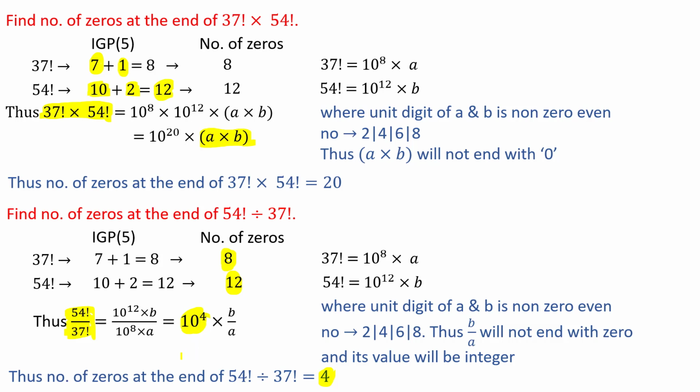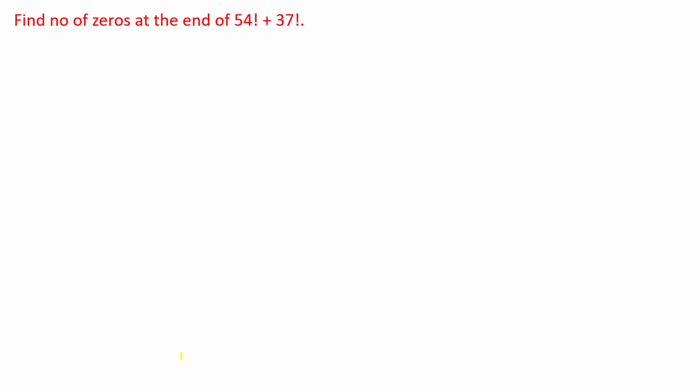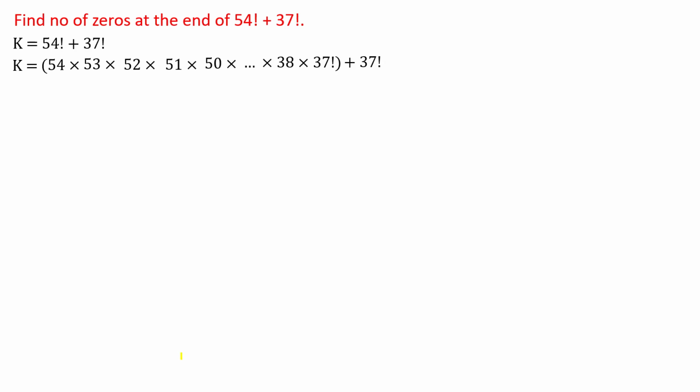After this, let's have a look at the next question. We are supposed to find the number of zeros at the end of 54 factorial plus 37 factorial. Let K be equal to 54 factorial plus 37 factorial. Now 54 factorial is nothing but 54 into 53 into 52 into 51 into 50 and so on till 38 into 37 factorial, and plus 37 factorial as it is.